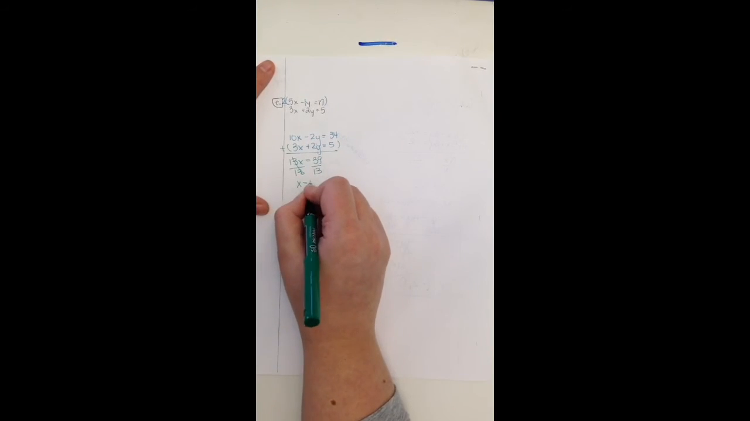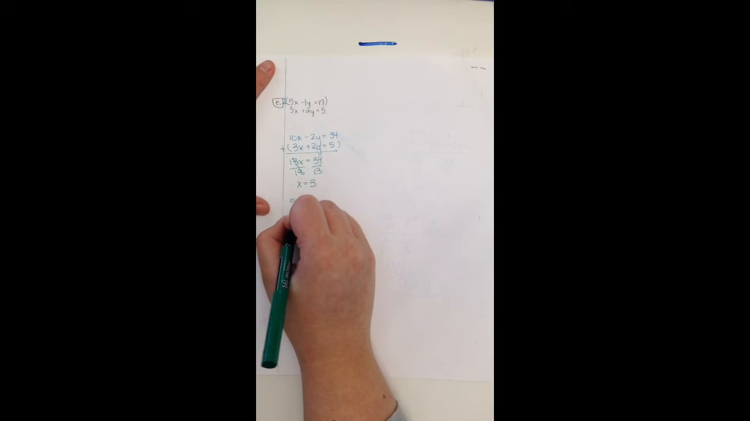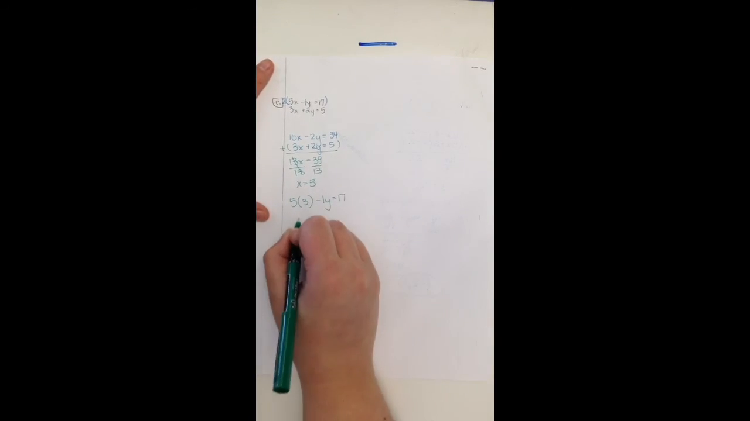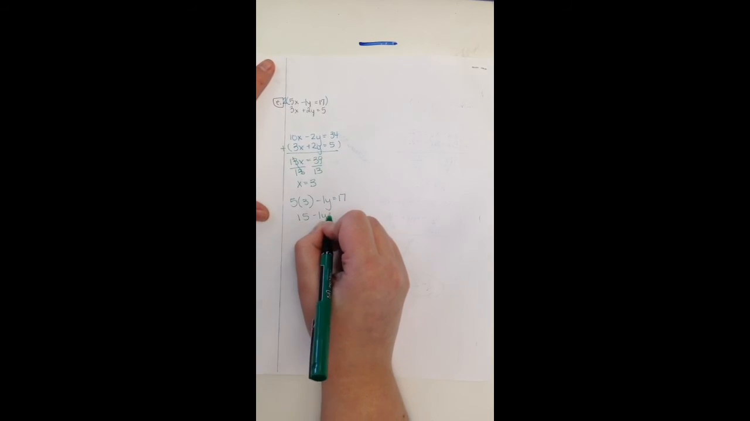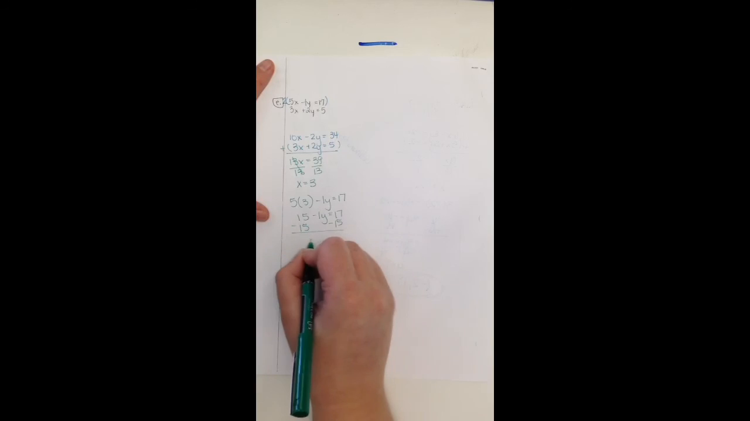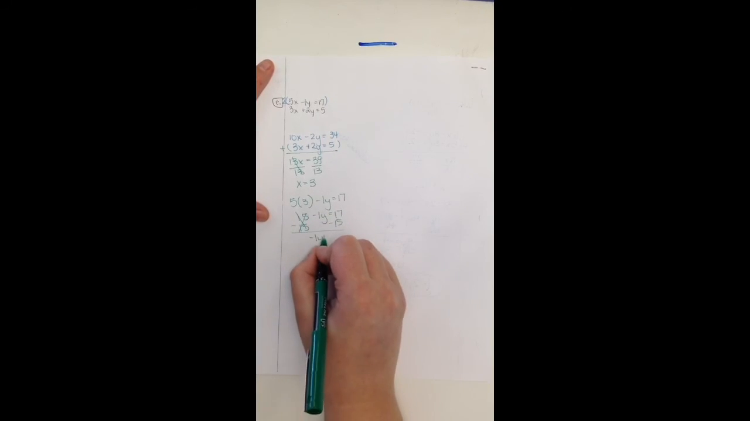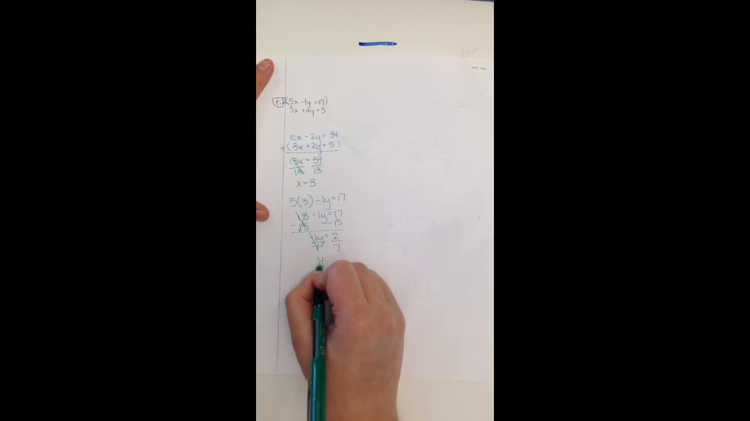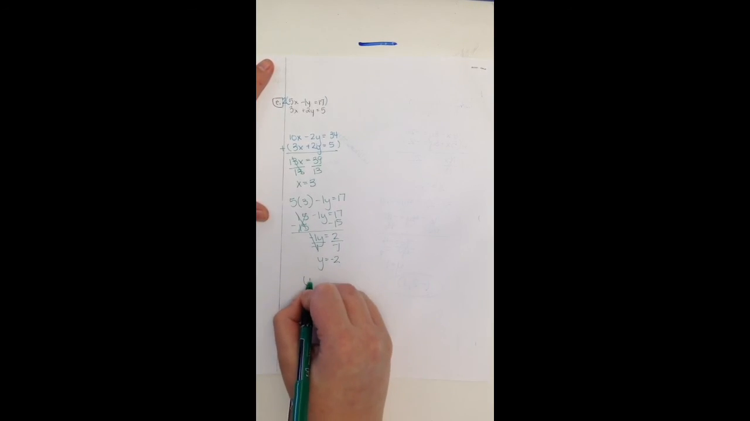Go ahead and plug it in. 5 times 3 minus 1y equals 17. 15 minus 1y equals 17. Subtract the 15. Negative 1y equals 2. Divide by negative 1. Y equals negative 2. My ordered pair is 3, negative 2.